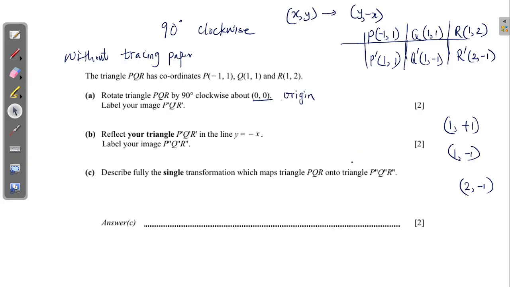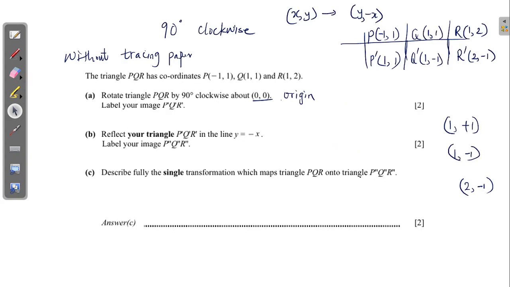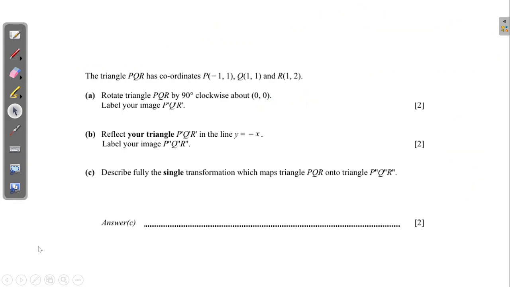Now we are asked to label your image P prime, Q prime, arrow prime. Of course, this is P prime, Q prime, arrow prime. So that's the first one done. All right, now let's take the other one.